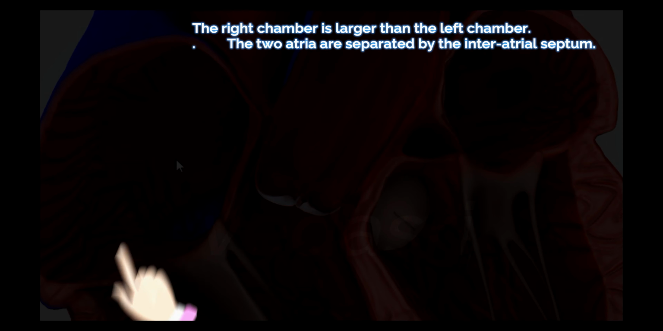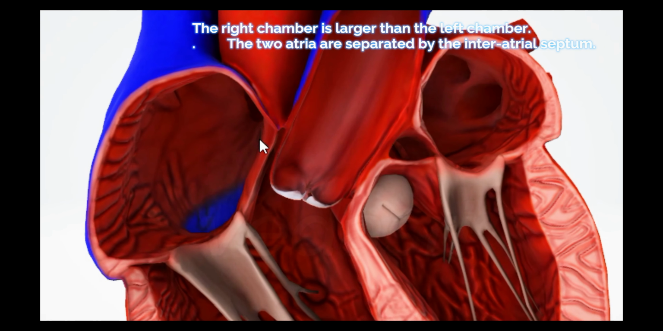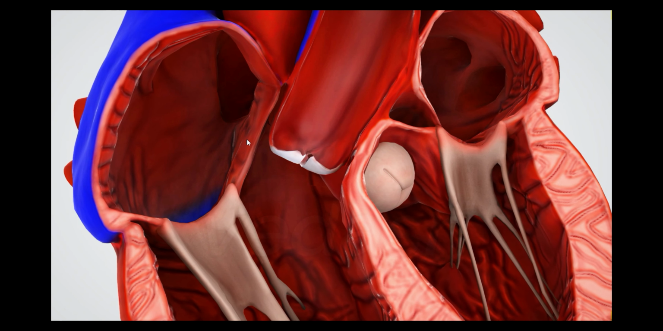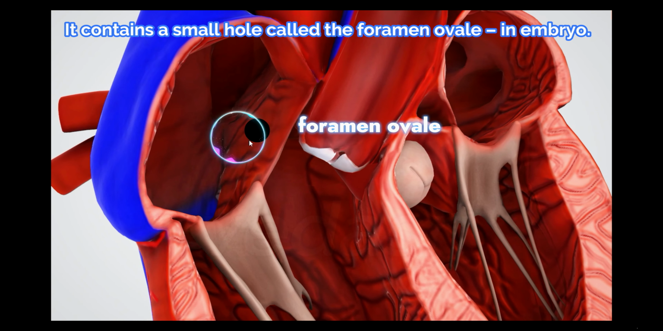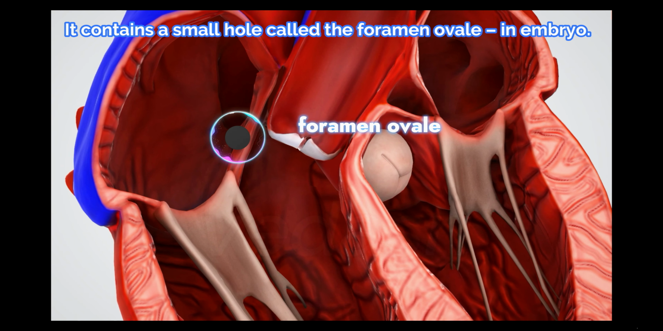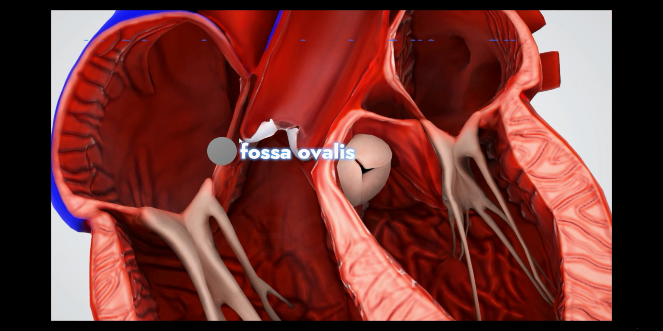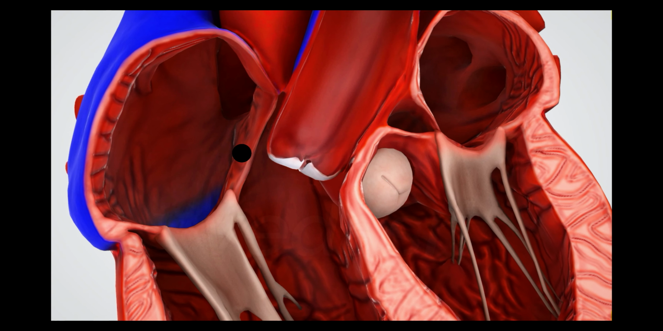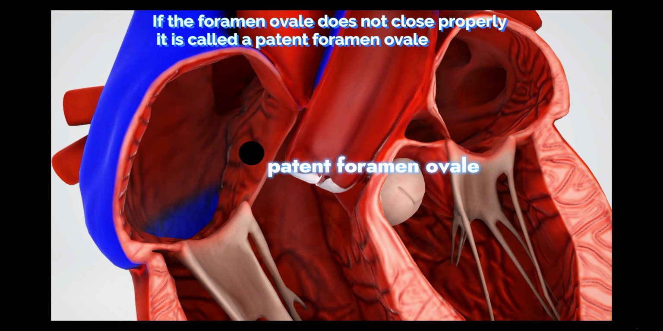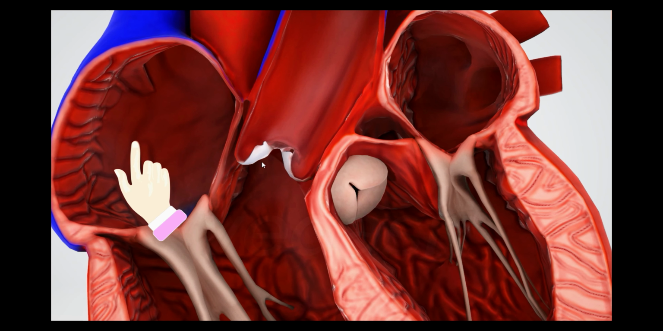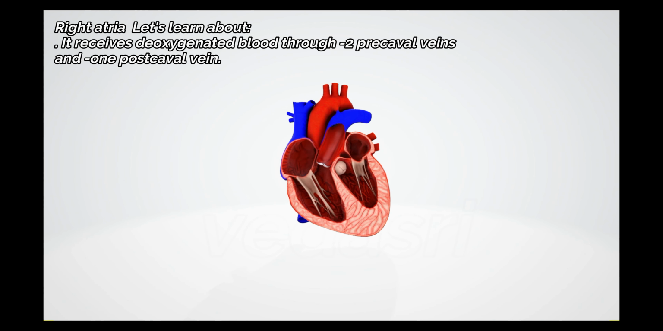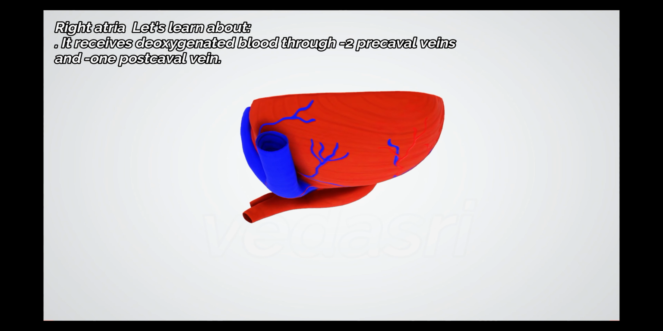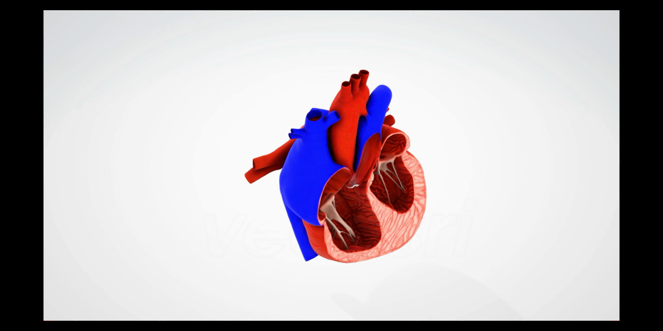The 2 atria are separated by the interatrial septum. It contains a small hole called the foramen ovale in the embryo. Later it closes and appears as a depression called the fossa ovalis. If the foramen ovale does not close properly, it is called a patent foramen ovale. Let's learn about the right atrium. It receives deoxygenated blood through 2 precaval veins and 1 postcaval vein.